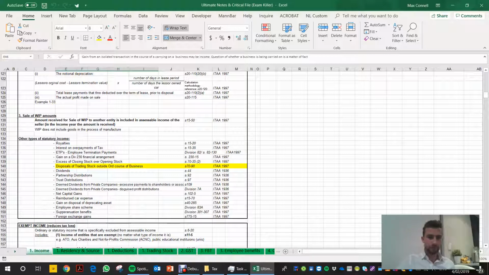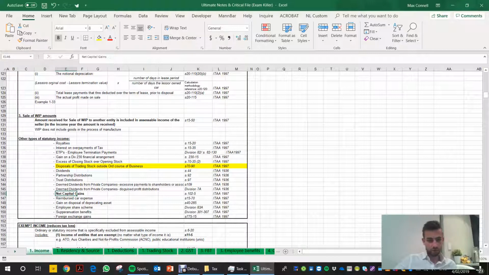Here's a bunch of other very specific statutory income amounts. I'm only going to read out a couple of these, but you can read through them yourself. So royalties, interest on overpayment of tax, excess closing stock over opening stock, partnership distributions, trust distributions, deemed dividends from private companies. We'll talk about that later when we get to Division 7A. Capital gains, which is probably the biggest one. Might just highlight that one. Reimbursed car expenses. And yes, you can read through those yourself.